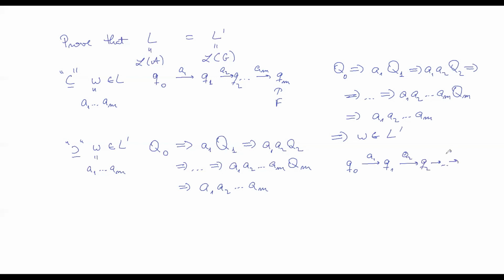This continues. AM takes me to state QM, and simply the fact that I had a production QM goes into epsilon means that this is a final state. So that implies that W is in L. So that concludes the proof of the direct implication.